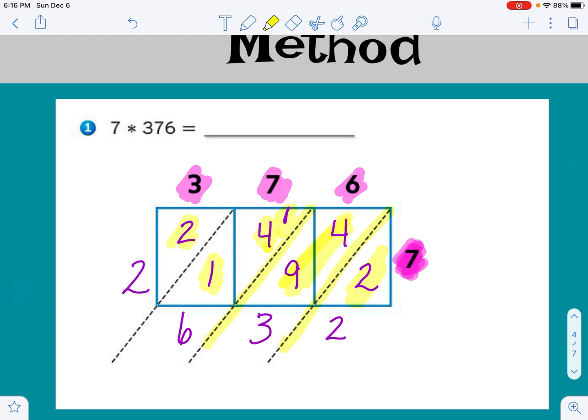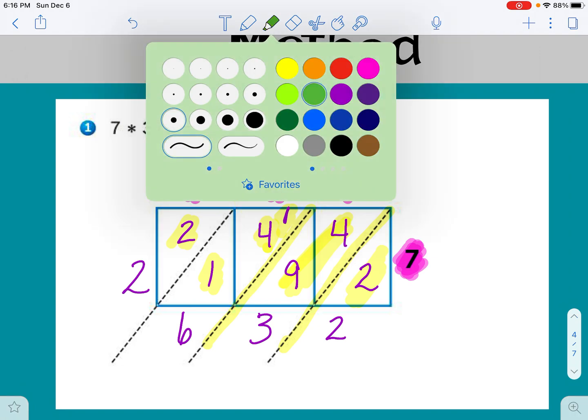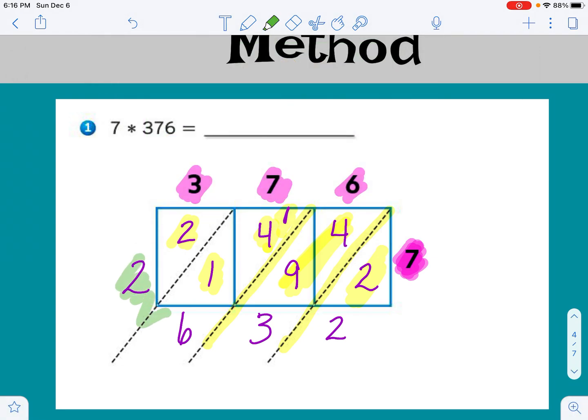My answer is what's along the bottom here. Gives me 2,632. So I would come back up here and write 2,632. That's how you use these lattice multiplication boxes.